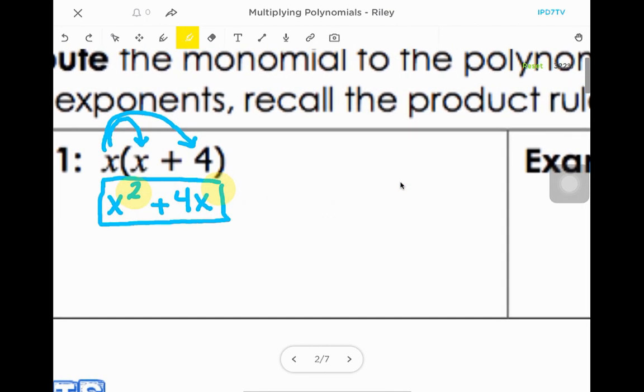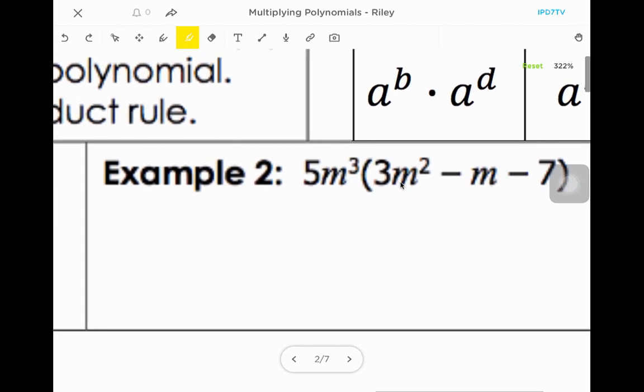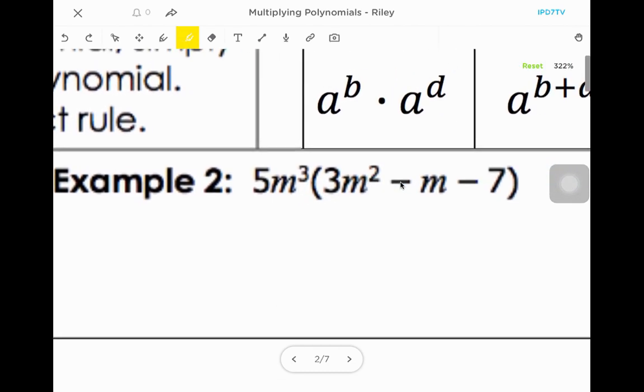Let's try another example. Remember, you can pause these videos at any time you need to. So let's look at this example. Again, we can distribute this in because we've got all the same bases. So first thing we're going to do is multiply their coefficients. We know that 5 times 3 is 15.